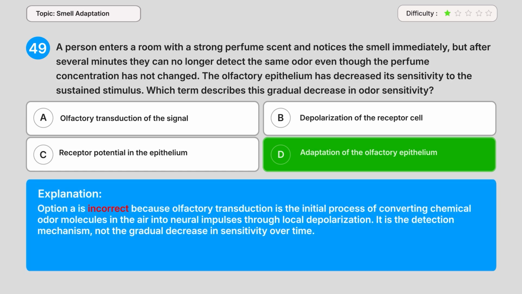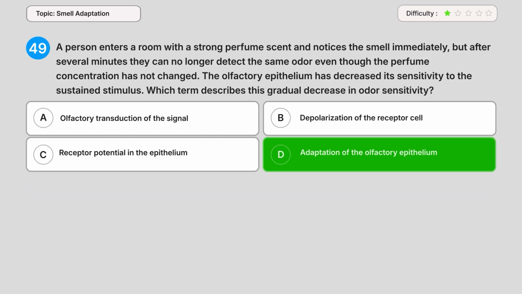Option A is incorrect because olfactory transduction is the initial process of converting chemical odour molecules in the air into neural impulses through local depolarization. It is the detection mechanism, not the gradual decrease in sensitivity over time.